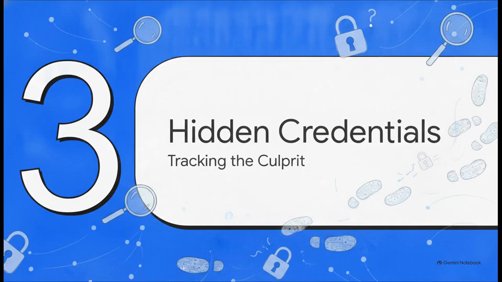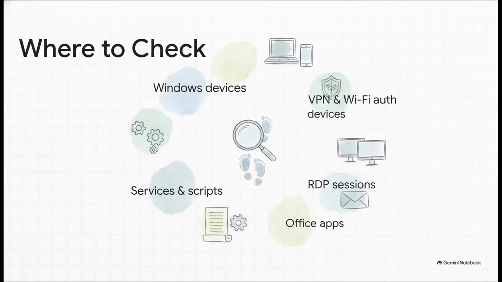Section 3. Hunting hidden credentials. Tracking down the culprit. Okay, you have the machine name, but where exactly is that stale password hiding? You need to systematically interrogate the usual suspects. It could be saved on Windows laptops, desktops, or even mobile devices. You've got to look closely at network connections. Think VPN clients and Wi-Fi authentication. Oh, and disconnected RDP sessions? Those are a massive offender. Don't forget to check Outlook and Office applications either.